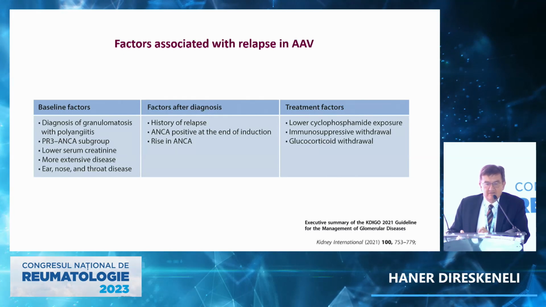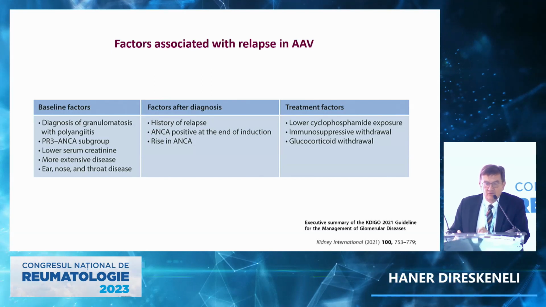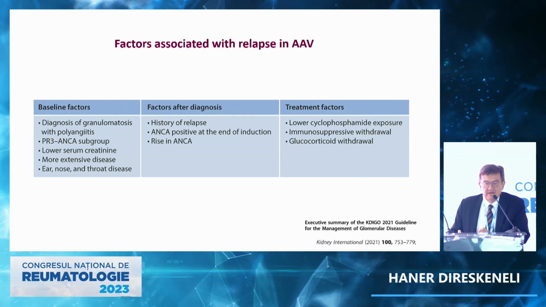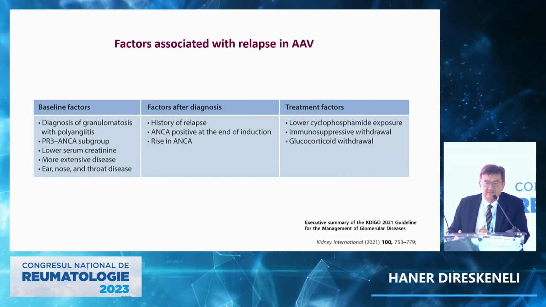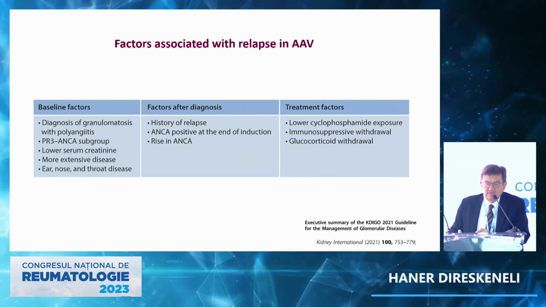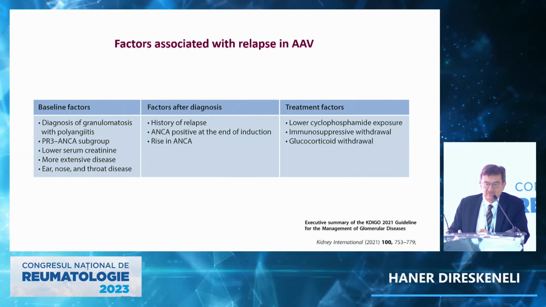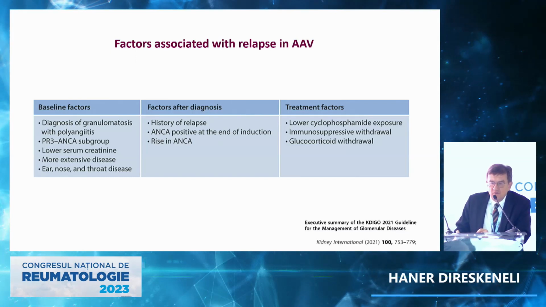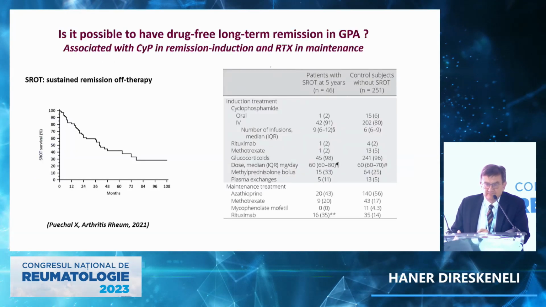Diagnosis of GPA with the PR3 ANCA subgroup is definitely a major risk factor for relapse. Lower serum creatinine and, interestingly, more extensive disease, especially ear, nose, and throat disease, are also baseline factors associated with relapse. History of relapse and ANCA positivity at the end of induction, also the rise in ANCA titers during remission, are important. And interestingly, some data show that lower cyclophosphamide exposure can be related to higher relapses.